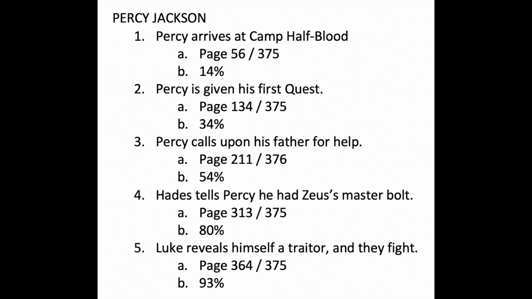It could have been the scene with Ares where he interacts with the god. It could have been the scene with Medusa where he finally defeats his first real monster. It just kind of depends. But he finds the bolt at the 80% mark, and then he discovers that Luke is the traitor who set him up for failure at the 93% mark. And again, at that point, there's nowhere to go but the conclusion.